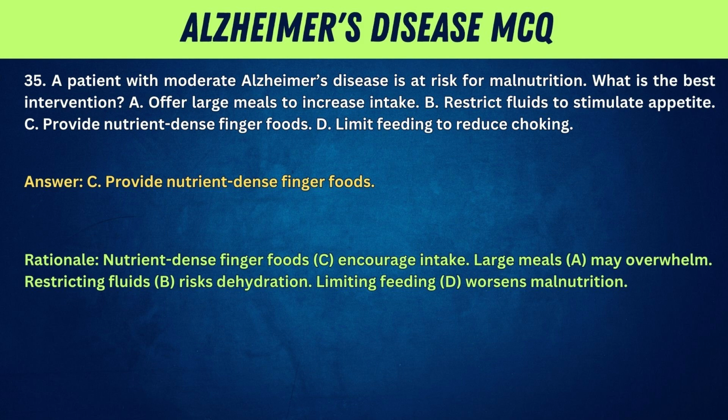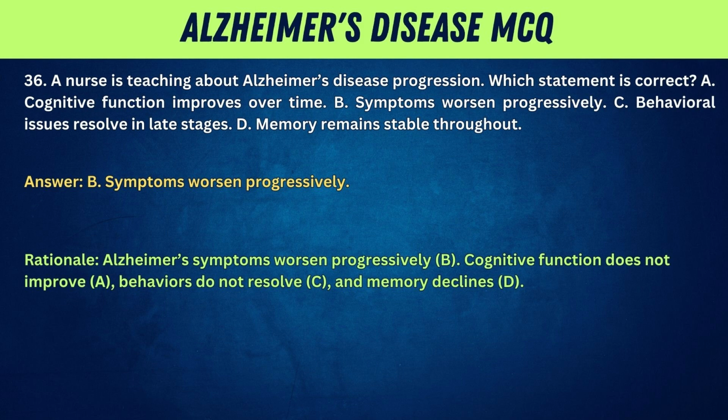Rationale: nutrient-dense finger foods, C, encourage intake. Large meals, A, may overwhelm. Restricting fluids, B, risks dehydration. Limiting feeding, D, worsens malnutrition. 36. A nurse is teaching about Alzheimer's disease progression.